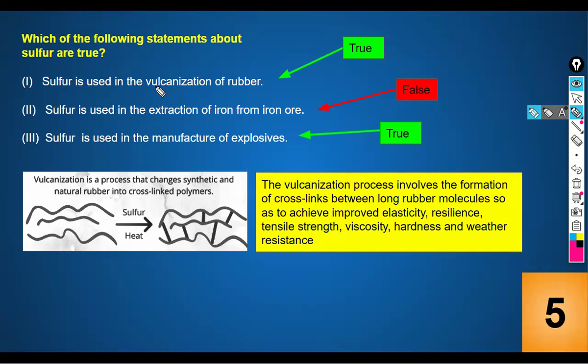Sulfur is used in the vulcanization of rubber. So I know you are going to ask, what is vulcanization? I will explain that just now. 2, sulfur is used in the extraction of iron from iron ore. This is definitely not true. If you look back in your notes, when we were doing the extraction of iron with the big chimney, you will see that sulfur is nowhere in that process. And sulfur is used in the manufacture of explosives. That is true.